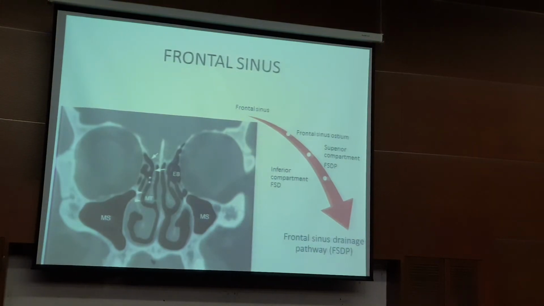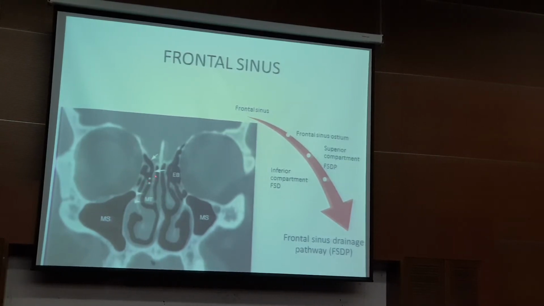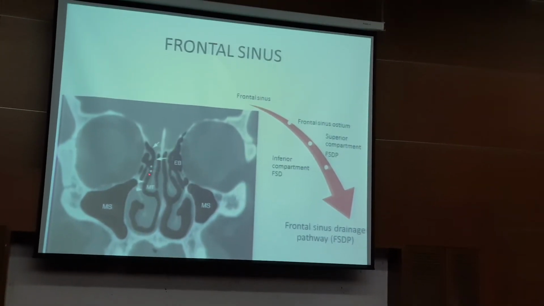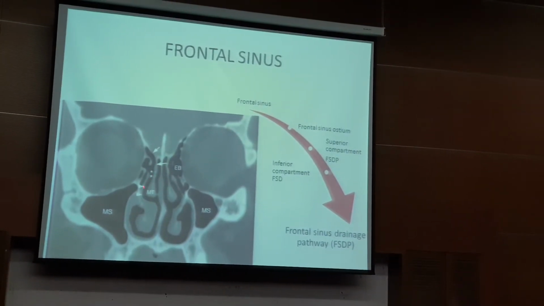Right, this is the coronal view, again showing you where the structures are. The frontal sinus, and that would be the passageway, the frontal sinus drainage pathway, and eventually it will drain into the middle meatus.